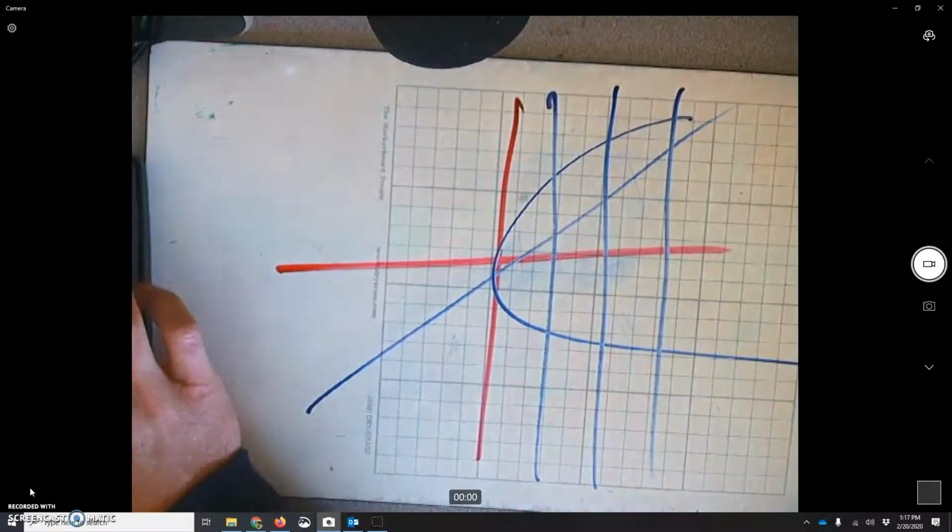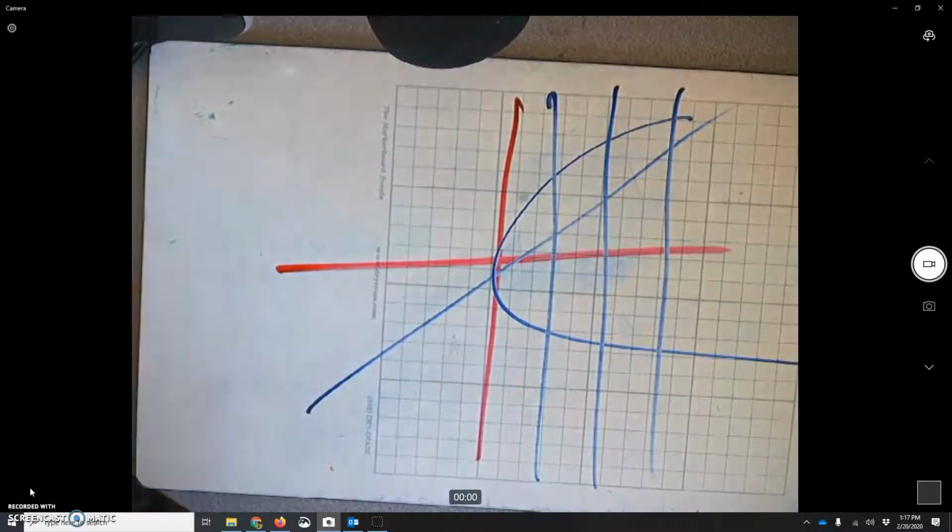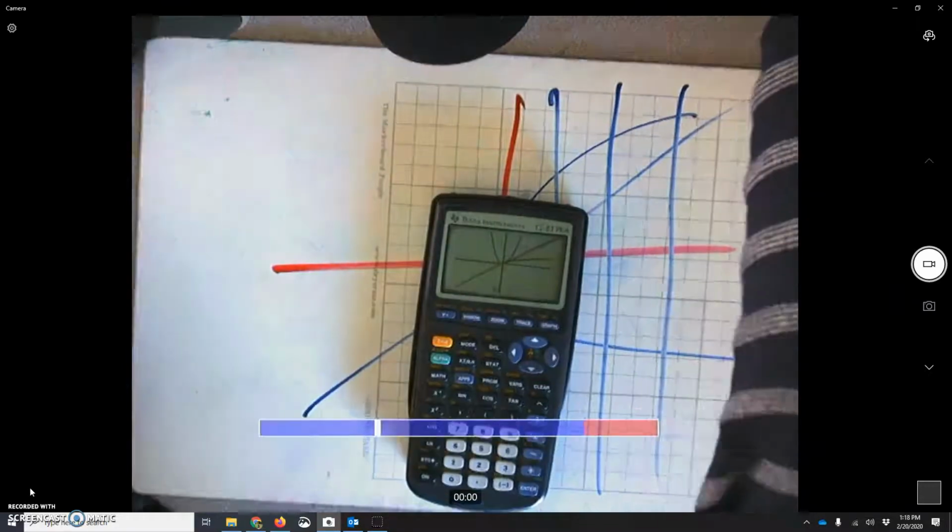Going back to our graph, we'll zoom back in real quick.